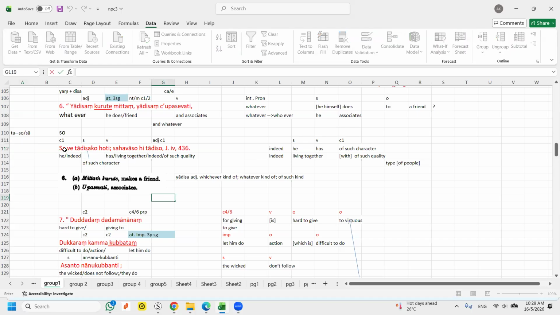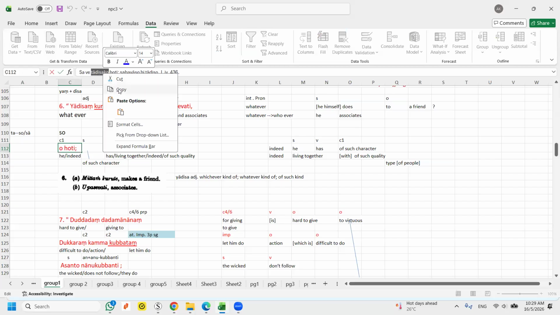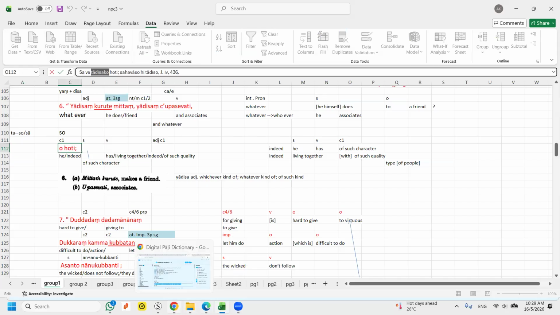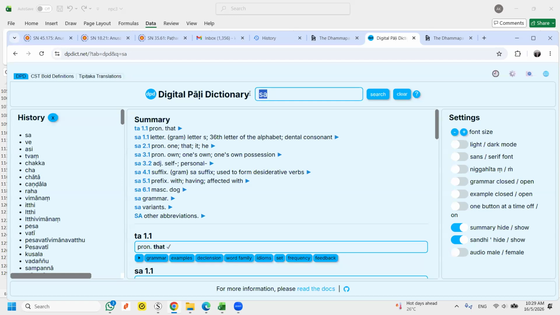So now this is he. You know that this is the subject, he, and then this is the verb. So this hoti can be is or has. If you look at this, tadisako, probably you may not know what tadisako is. So in this case, you have to search. Copy it. You have to search because you may not know the meaning. In this particular book, I think he never explained it. So it's tadisaka, because aka is added.